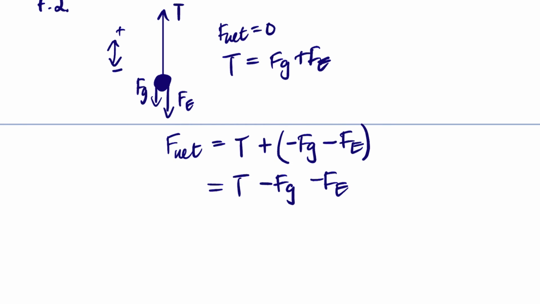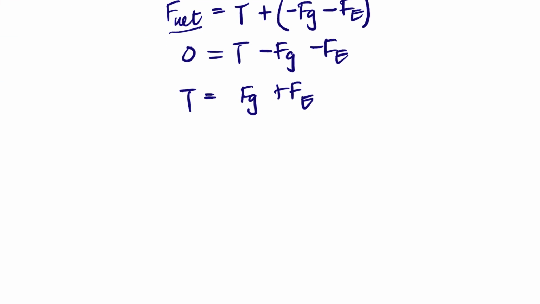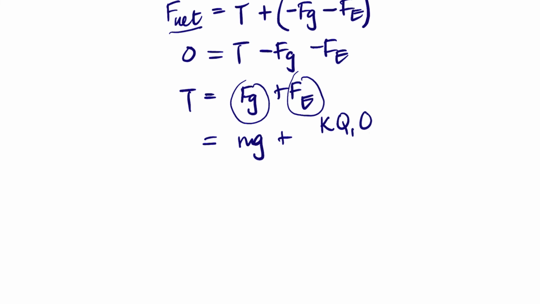And then we substitute the net force. Since it's at equilibrium, it's going to be 0. So we're going to have tension is equal to Fg plus electrostatic force. I hope that maths makes sense. So we want the tension. This is going to be mg plus the electrostatic force, which is k Q1 times Q2 over r squared.